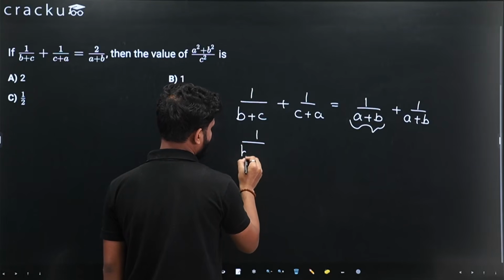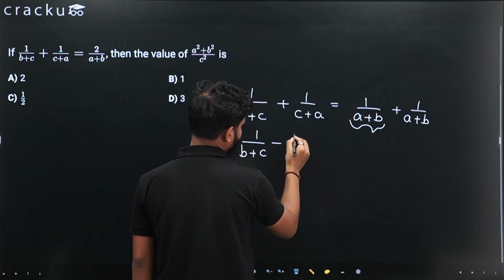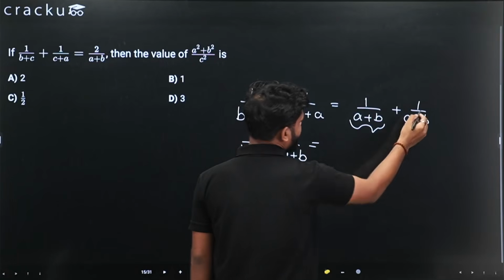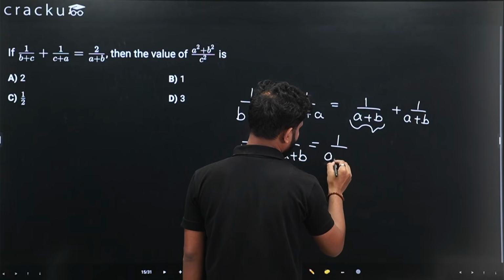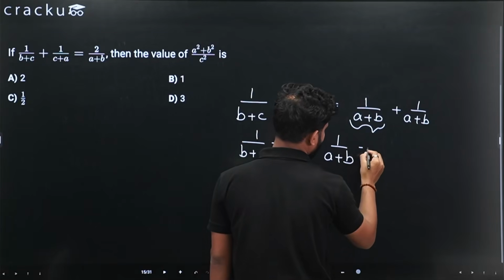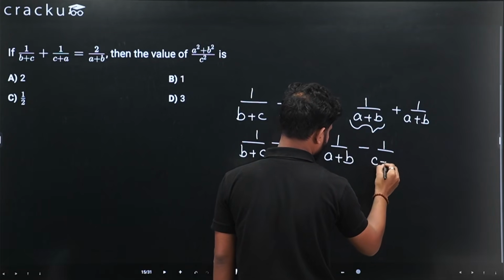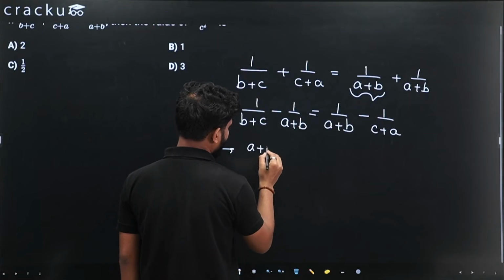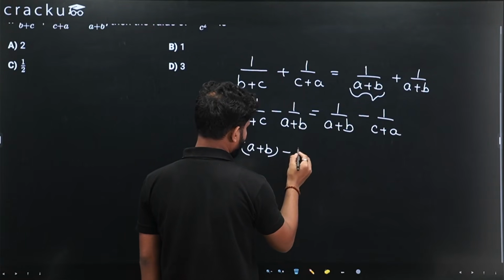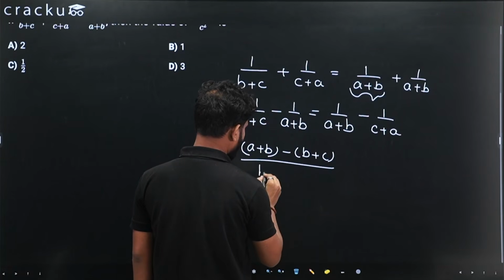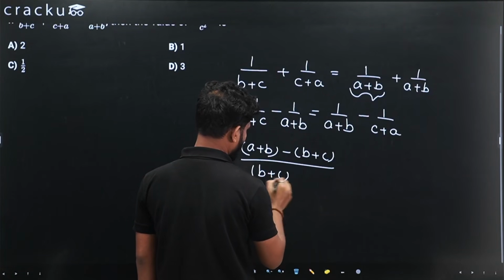So I will take this 1 upon A plus B on this side. So I will say 1 upon B plus C minus 1 upon A plus B is equal to this 1 upon A plus B here, and this 1 upon C plus A I will take to that side. So it will be 1 upon C plus A. What is this? This is A plus B minus B plus C upon B plus C times A plus B.